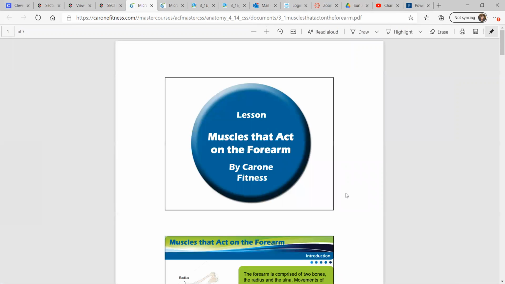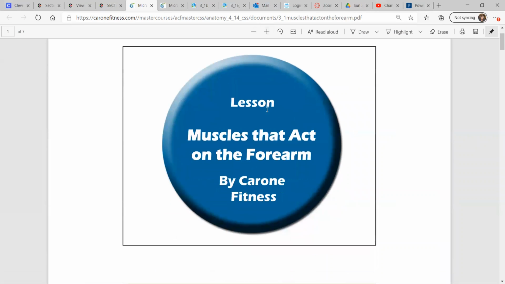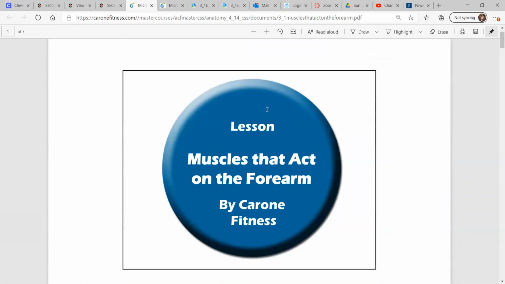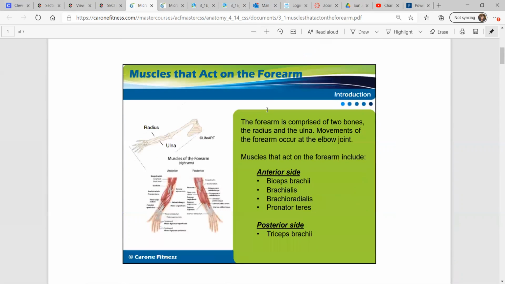Muscles that act on the forearm. So we talked about the upper arm. Now we're going to look at the lower arm and the forearm. Your forearm is comprised of two bones, the radius and the ulna. Movement of the forearm occurs at the elbow joint. So the elbow is going to be very important in this one.